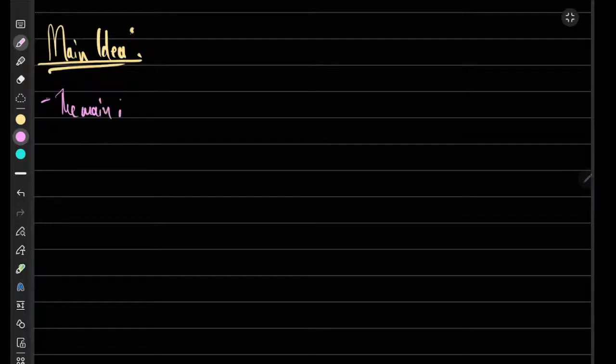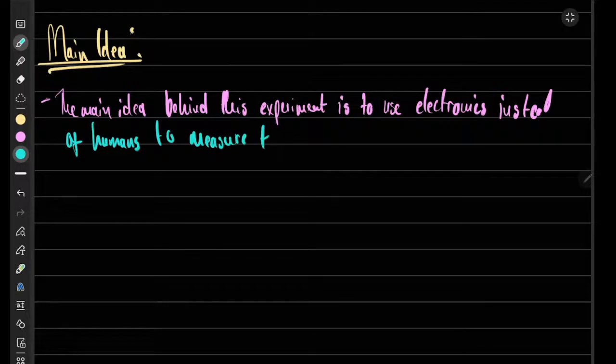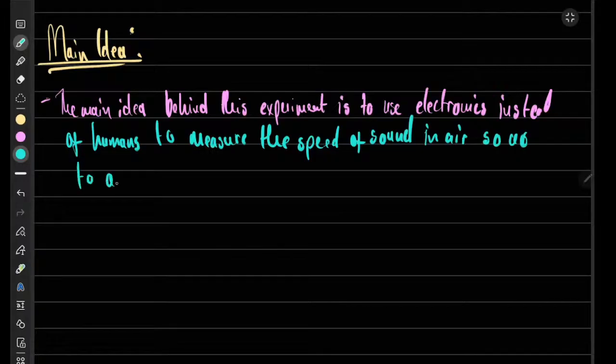The main idea behind this experiment is to use electronics instead of humans to measure the speed of sound in air, so as to avoid the errors caused by human reaction time.